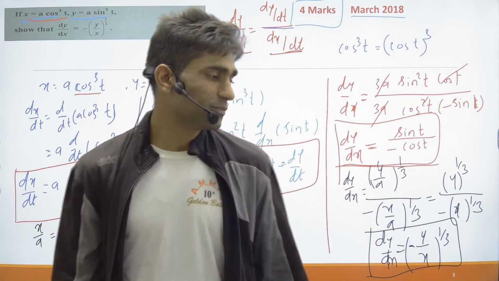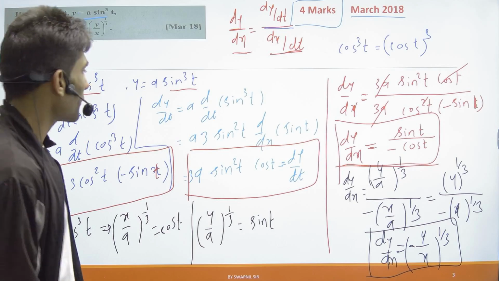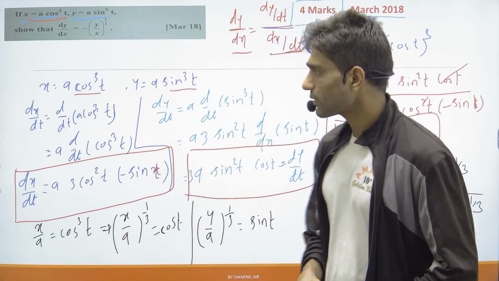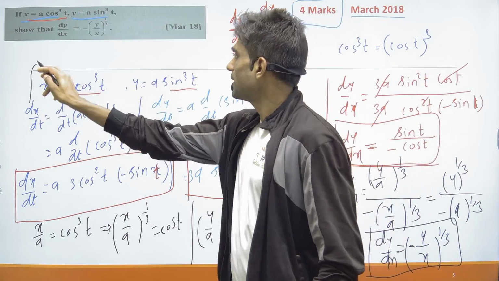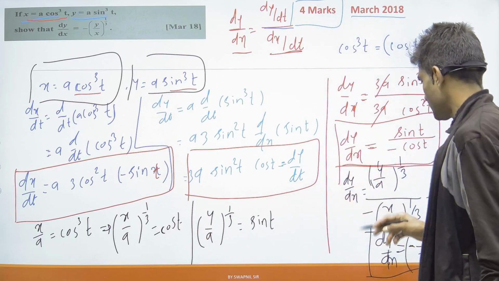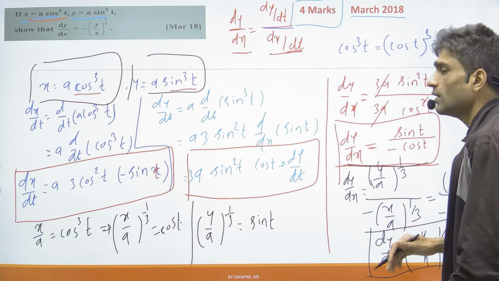I'm expecting that you all have understood this solution. Nothing is difficult here. We just have to substitute the value from dy by dx here. For the value of x and y, substitute after getting the answer. This is x and this one is y. After getting the answer, substitute this value in our given proof, and you will get the required answer.